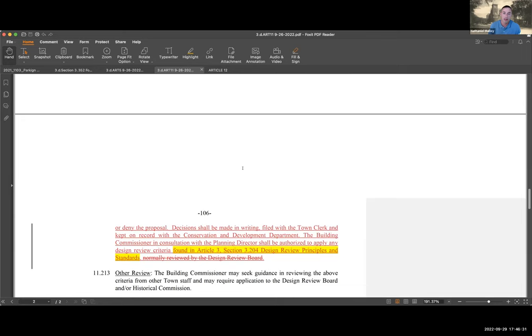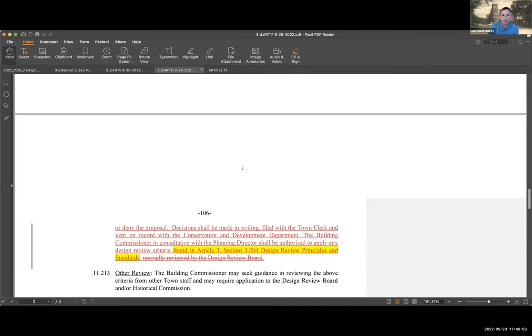Decisions shall be made in writing, filed with the town clerk, and kept on record in the conservation and development department in town hall. The building commissioner, in consultation with the planning director, shall be authorized to apply any design review criteria found in Article 3, Section 3.204, the design review principles and standards.